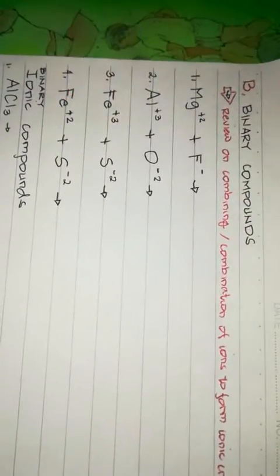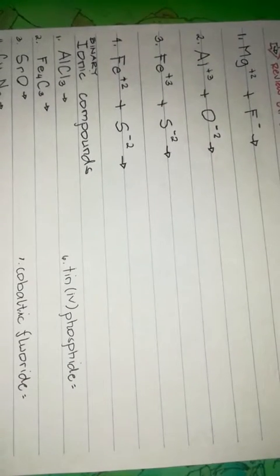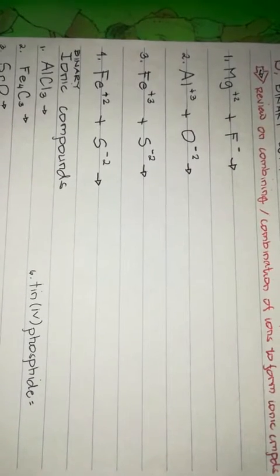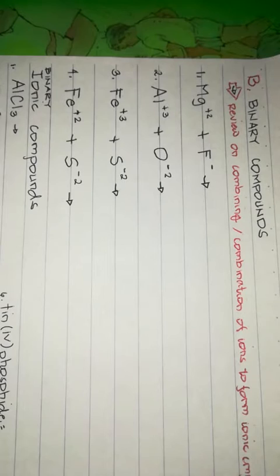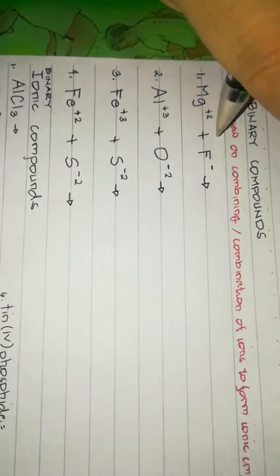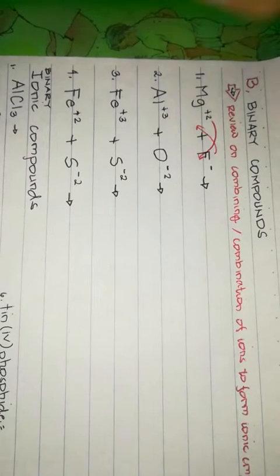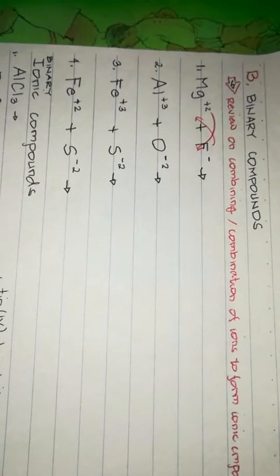Now let's go to binary compounds. When we say binary compounds, these are compounds which are composed of 2 elements only. Before we start naming them, i-review muna natin kung paano tayo mag-combine ng ions. So number 1, we have magnesium na positive 2 and fluorine na negative 1. What we are going to do is, we are going to exchange their charges. At yung charges nila will become their subscript. Pag sinabing subscript, ito yung small number na katabi ng element.